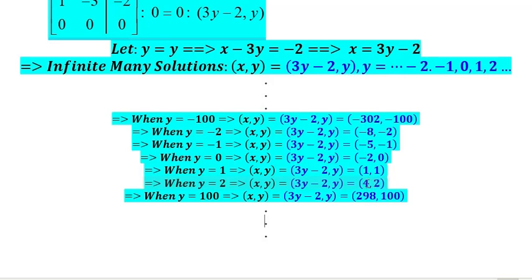Then x is 4. When y is 100, then 3 times 100 is 300, 300 minus 2 is 298. Then you go to infinity with the negative and to infinity with the positive. And that is infinitely many solutions.